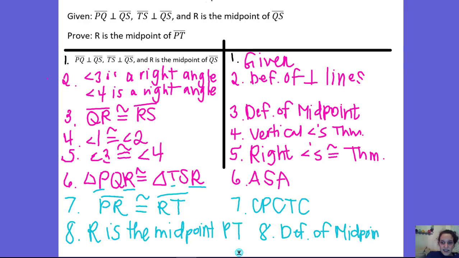So CPCTC, after we've proven two triangles are congruent, then we can use CPCTC, and sometimes CPCTC helps us prove something else in addition to just that the segments are congruent. So first you have to prove the triangles are congruent, then you can use CPCTC, and then you can do whatever else you need to do with that information.